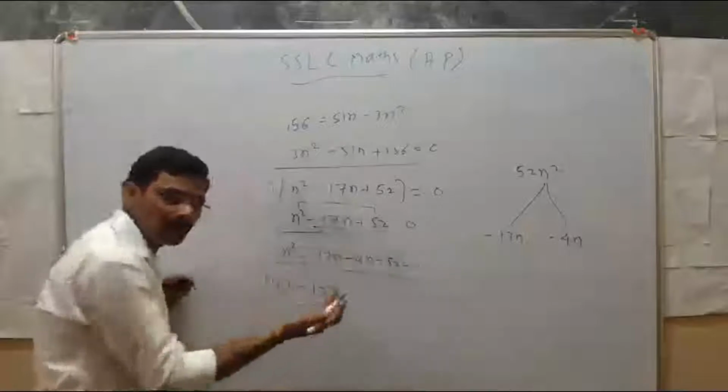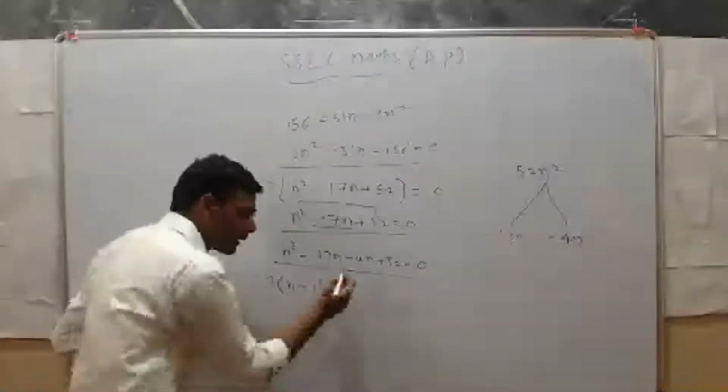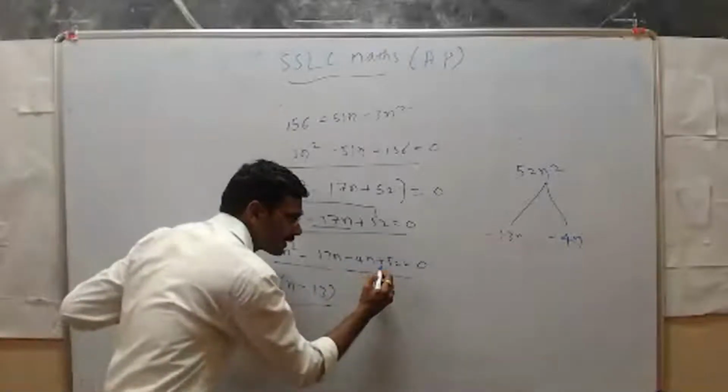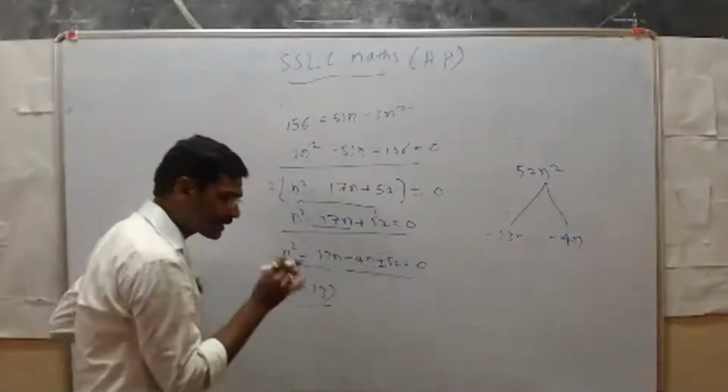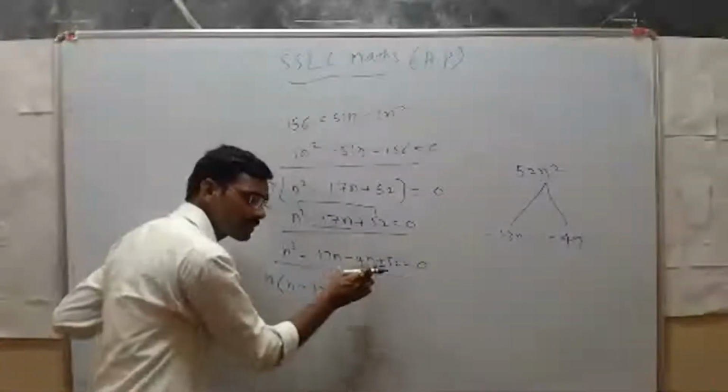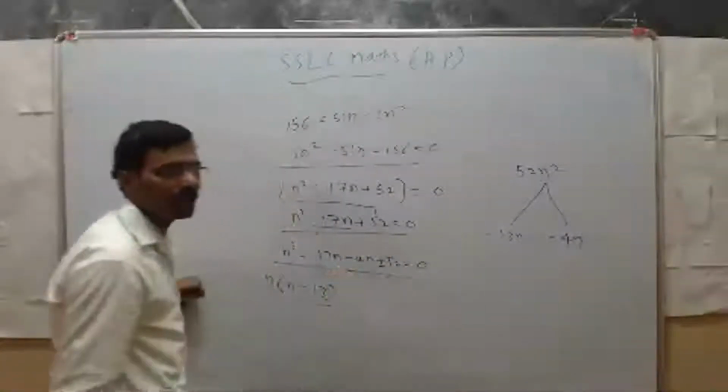So now we can take common. Minus is there, plus is there. Here minus is there. It means this sign will change. The sign must change: plus is there, here minus is there. This plus becomes minus, which means we should take minus common.